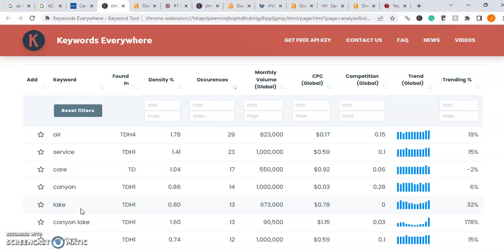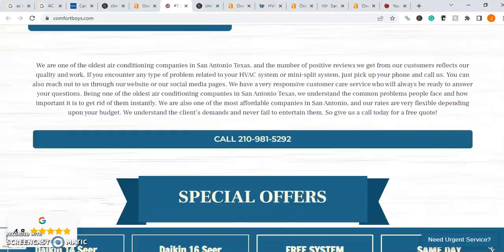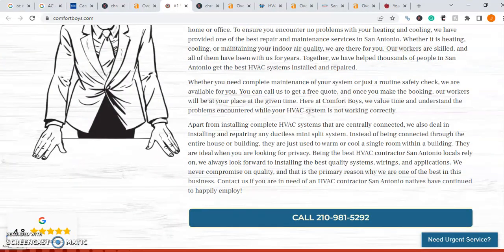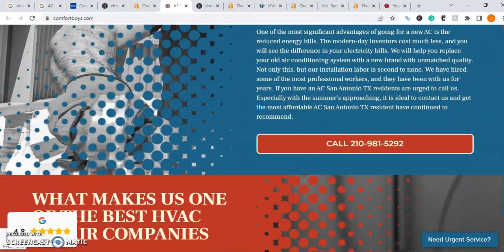We always want to rank for our brand on a national level. That way, if customers are looking for us, they can find us on that national level wherever in the world. So definitely something to think about. But let's take a look at one of your competitors and see what they're doing as far as content and keywords go. Comfort Boys, and if we scroll down here, you're going to notice that they have a ton of content on their website, and rightfully so because they rank on the first page for AC repair in San Antonio.